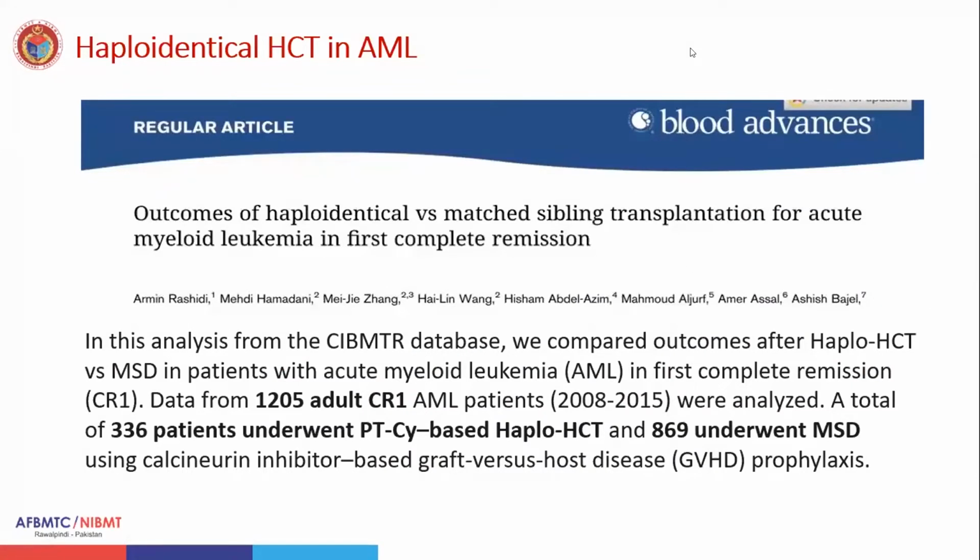And this paper, based on the CIBMTR database, compares the outcomes of haploidentical versus matched sibling donor transplantation for acute myeloid leukemia in first complete remission. So this is a large study. They looked at 1,205 adult patients. 336 patients underwent a haploidentical transplant, 869 a matched sibling transplant.